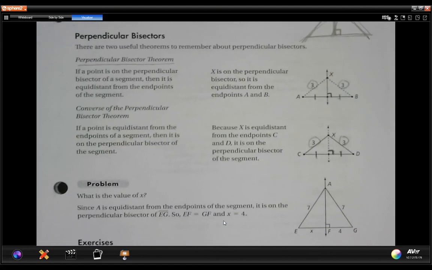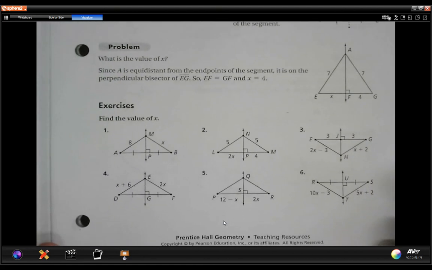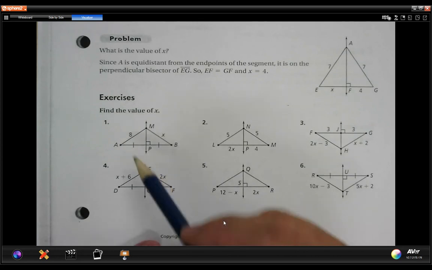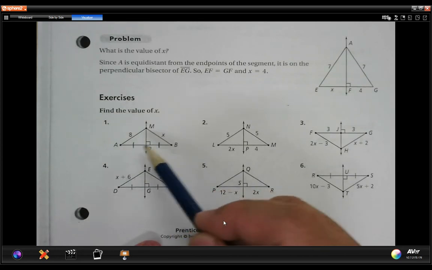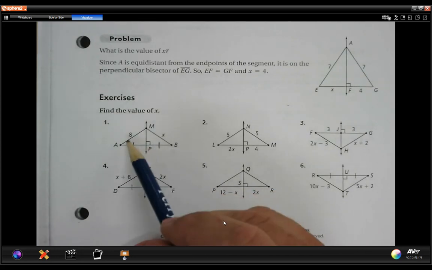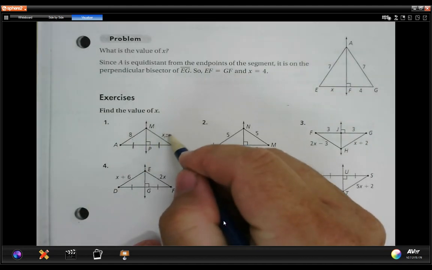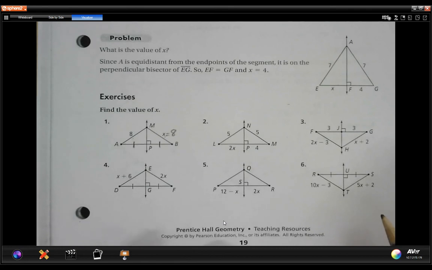So again, just looking at an example of a problem, I know you're going to see that these are really easy, and that's why we're not spending as much time on them. If you look here, I've got two segments that are congruent. If this is 8, what's this going to be? Well, it's also going to be 8. Again, that's about as simple as it gets.